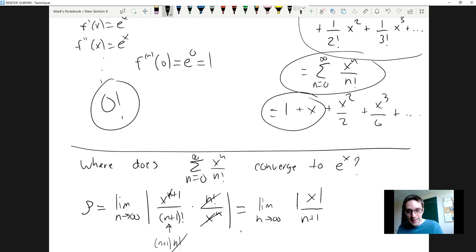And notice it does not matter what x is. The denominator is going to infinity. The numerator is staying the same size because x is independent of n. And so this is always going to be 0.